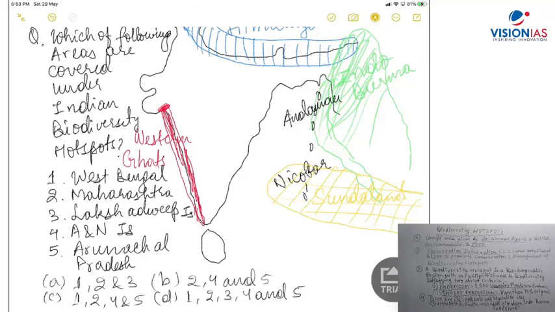I am getting very mixed answers from your side. Many are saying C, then B, then I am getting D as an answer there also. How come Lakshadweep? Will Lakshadweep come there? Okay guys, to make it more clear, see here, to make you more clear, see West Bengal, does West Bengal come into that?